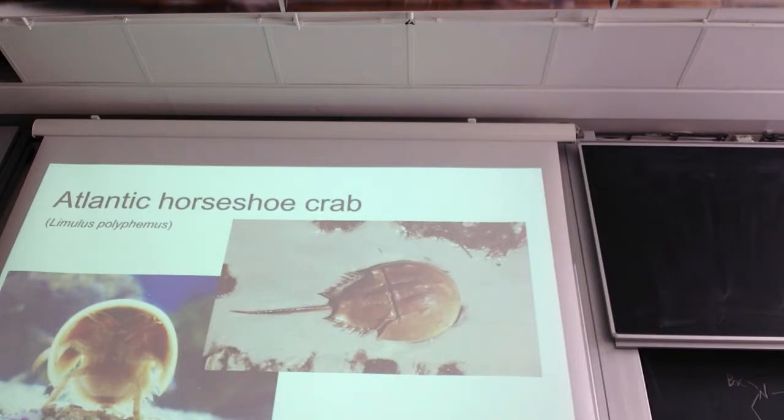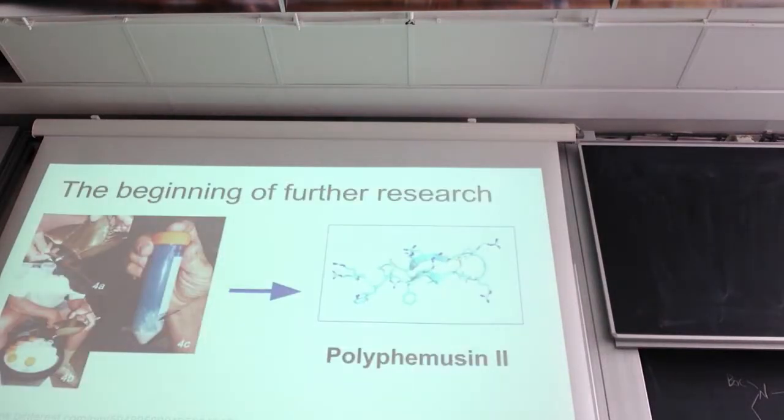And now let me introduce the Atlantic horseshoe crab. Despite its name, this creature is more closely related to scorpions, ticks, and spiders than to crabs. It has 10 eyes, 10 claws, and 14 legs, and blue blood that is highly valued for drug discovery. And scientists isolated polyphemusin 2 by collecting its blood.